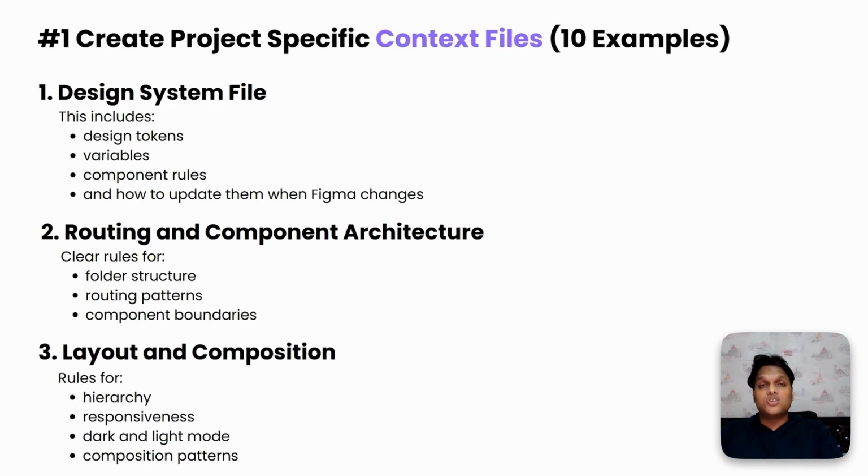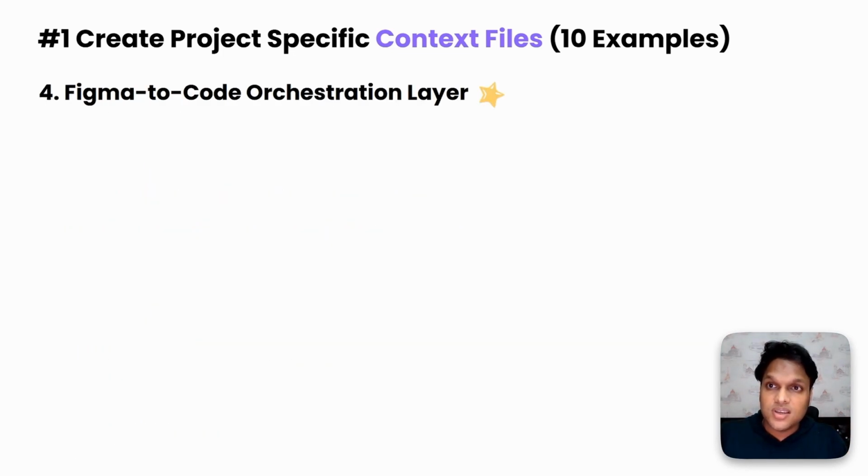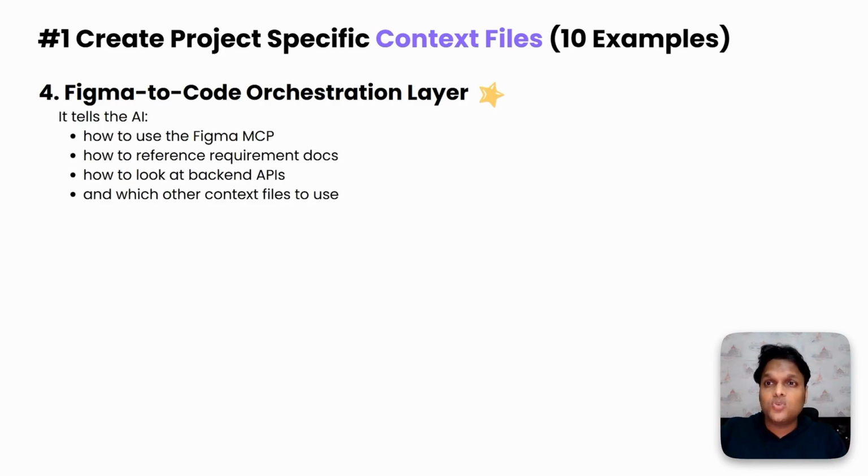Next is layout and composition: how you exactly want your components to look, when they should break, your hierarchy, your responsiveness, how you want to handle responsiveness via props, via styles, dark and light mode. All these rules and patterns go into this. Next is the Figma to code orchestration layer. This is a very important layer because this is the place where you ask AI to convert your Figma designs to the actual code. This can actually control whether at this stage you want to make the backend API calls and integrate that code, or whether you want to first complete the layouting via Figma MCP and then make the backend API calls. So there is a lot that can be played with here.